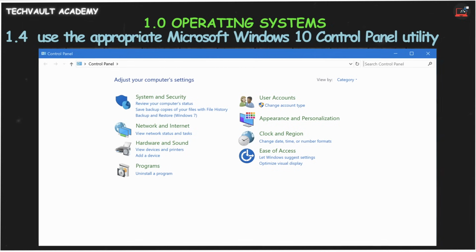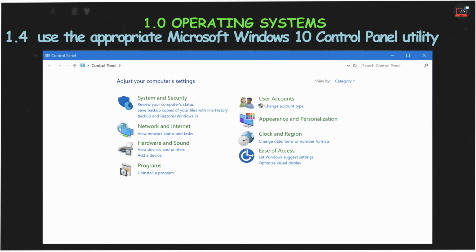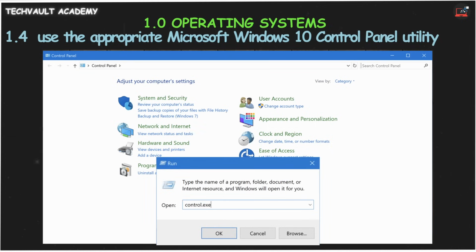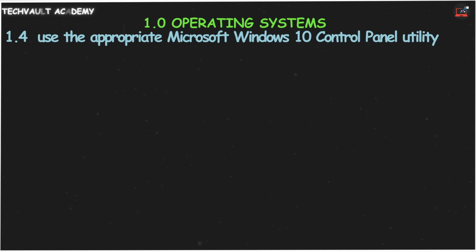Think of it as the traditional settings hub for Windows. While the newer Settings app is becoming more prominent, the control panel remains relevant, especially for some advanced configurations. You can open it by typing control.exe in the Run dialog. The key here is to be familiar with the icon, name, and functionality of each utility. Don't memorize every detail, but know what each tool is generally used for. Here's a rundown of the important ones.